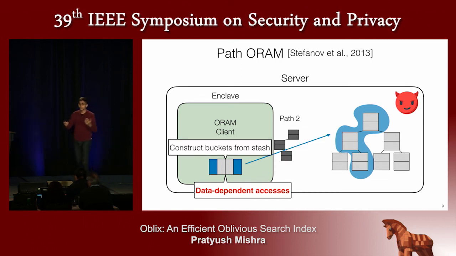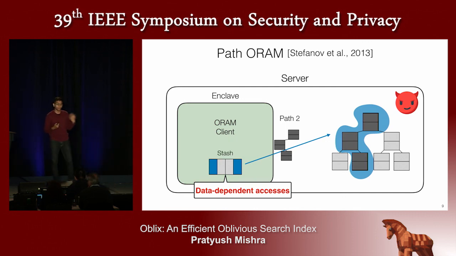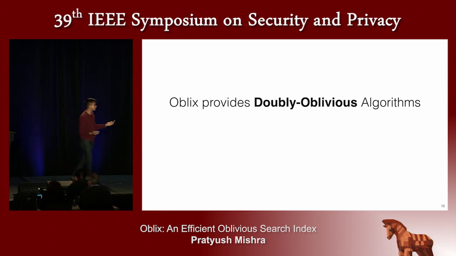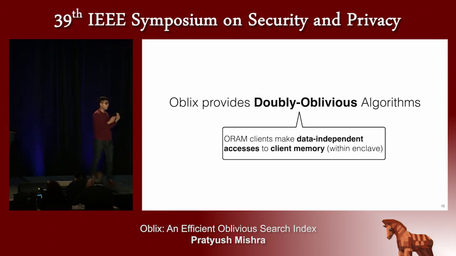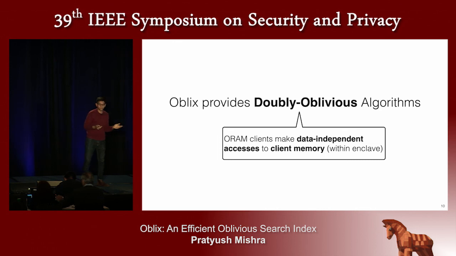In writes, we basically conduct this process in reverse. We look in the stash and try to construct buckets for the path that we're writing back. This is again data dependent. Okay, so what we want is W-oblivious algorithms, and this is the notion that we introduce. This roughly means that whatever internal accesses the ORAM client makes to its internal data structures are data independent. In our case, the memory or the data structures live within the enclave.